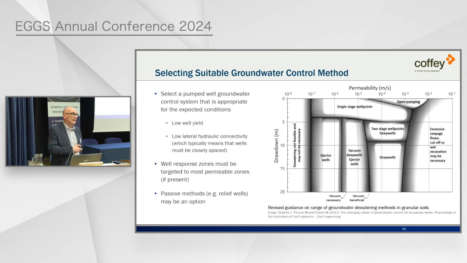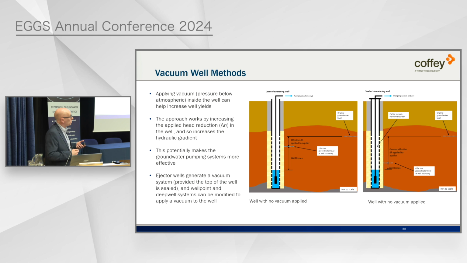And so one of the points here is where these methods apply a vacuum to the well. So I'm going to talk briefly about vacuum wells. The definition of a vacuum well is where, in the void inside a well, we essentially create a partial vacuum below atmospheric pressure. And this approach works by increasing the applied head reduction, the delta H, in the well, so therefore we can increase the hydraulic gradient, and that could potentially increase the inflow and increase the yield.